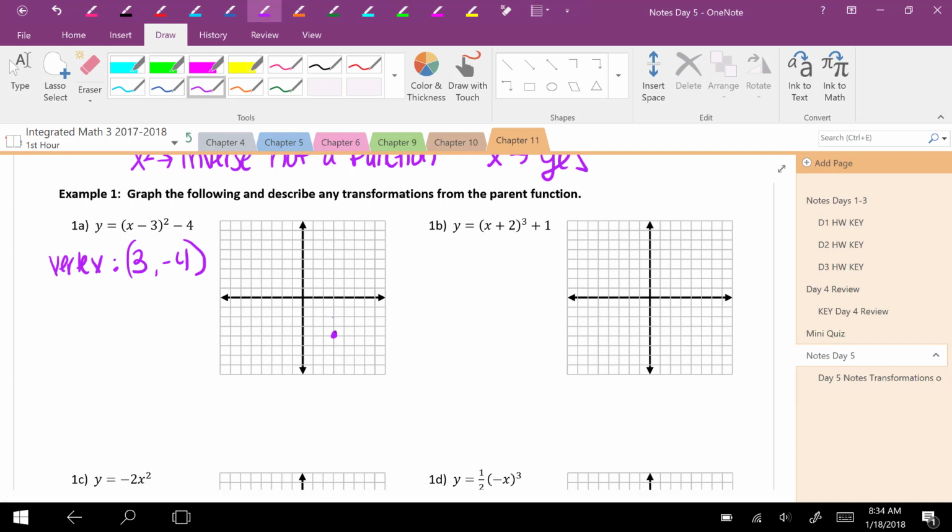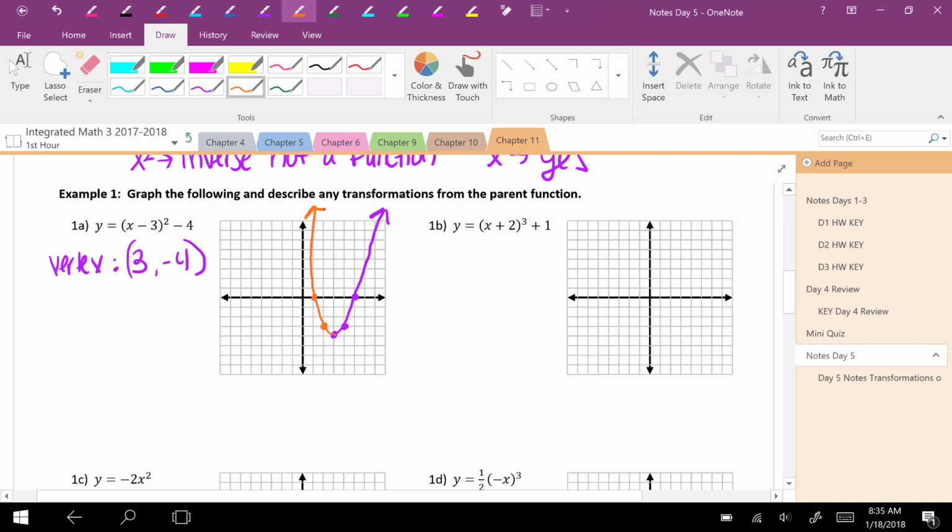Okay, so we're still going to go right 1, up 1. We're still going to go right 2, up, well, 2 squared, 4. So right 2, up 1, 2, 3, 4. Now remember, it's symmetric about the x value of your vertex, so we're just going to go ahead and draw the other side of it. So here and here.